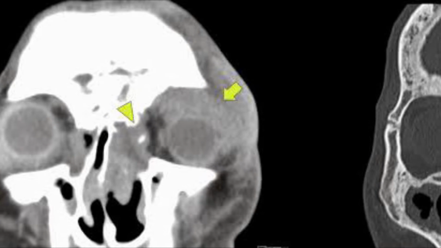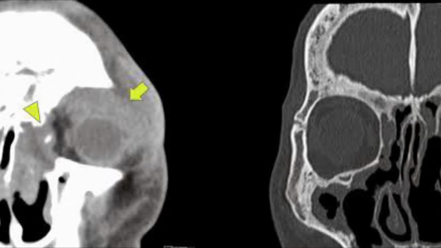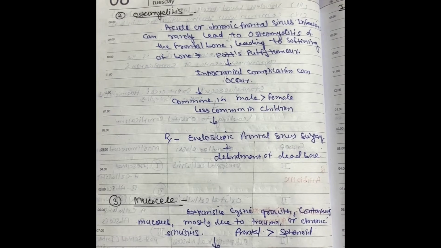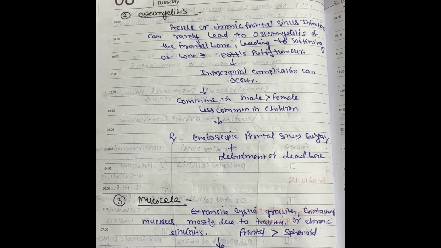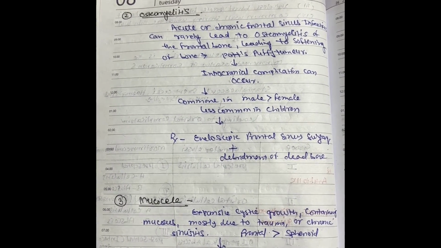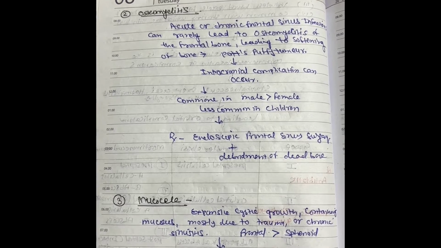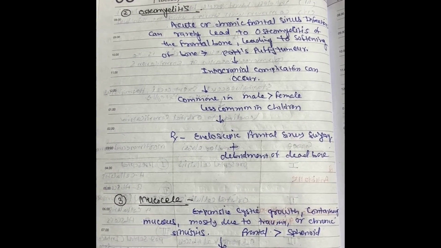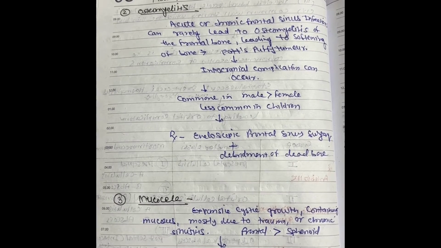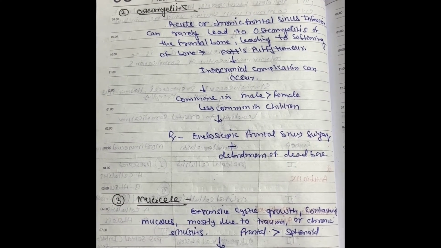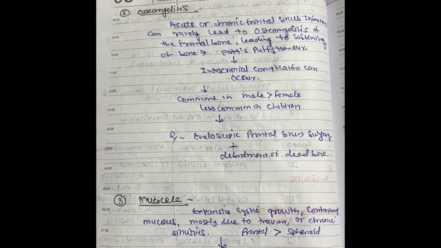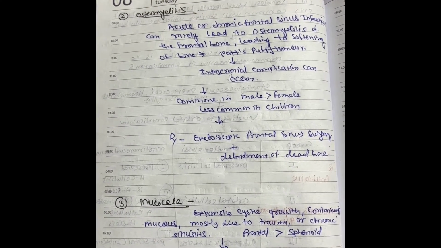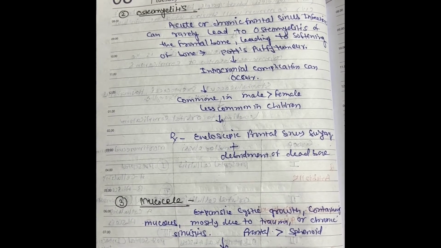You see there is Pott's puffy tumor in this CT scan. Also a subperiosteal abscess is there. Now talk about osteomyelitis. Acute or chronic frontal sinusitis can rarely lead to osteomyelitis of the frontal wall, leading to softening of the frontal wall. That's called Pott's puffy tumor. It may lead to intracranial complications also. It's more common in males than females and less common in children. Treatment is endoscopic surgery or debridement of dead bone.